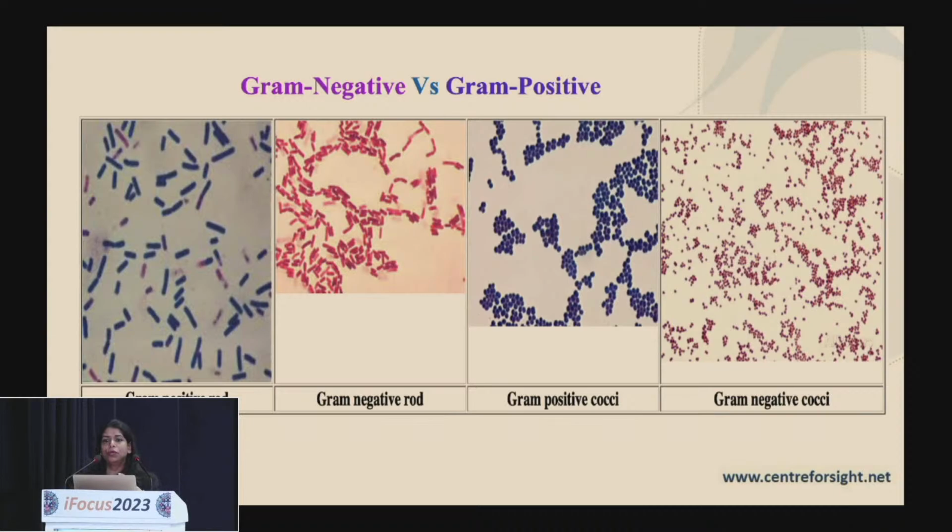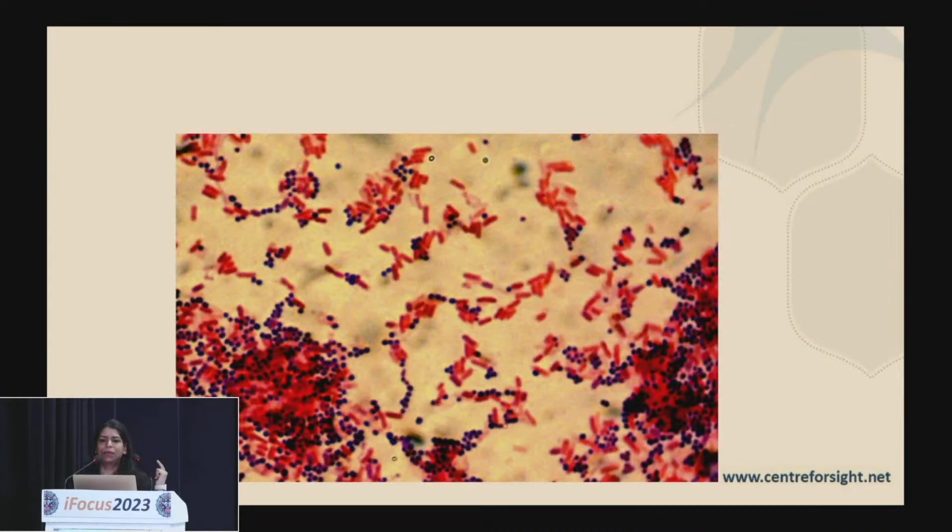In your residency exam, you should know what are the most common gram-positive rods and cocci, gram-negative rods and cocci, which are responsible for the corneal pathology. So these questions can be asked. So just give me the answer for this slide, what you can see in this.